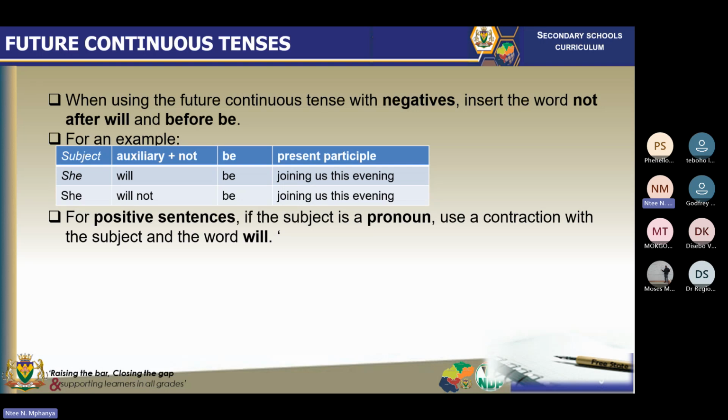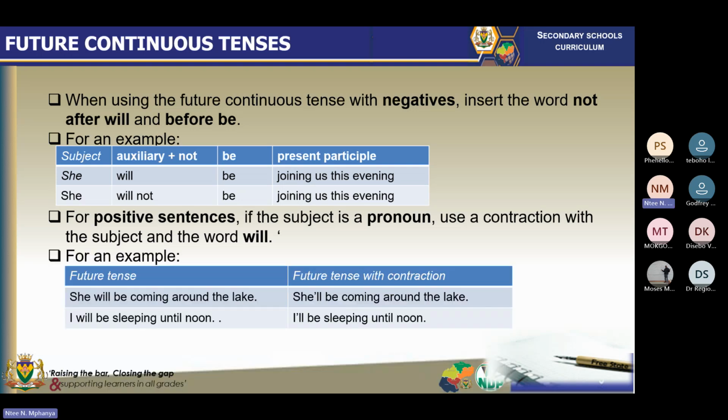For positive sentences, if the subject is a pronoun, we use a contraction with the subject and the word will. Let us look at an example. She will be coming around the lake. Now, the future tense contraction will be she'll be coming around the lake. We have contracted WI, né? I will be sleeping until noon. We took out WI in will and put an apostrophe. Then it becomes, I'll be sleeping until noon.